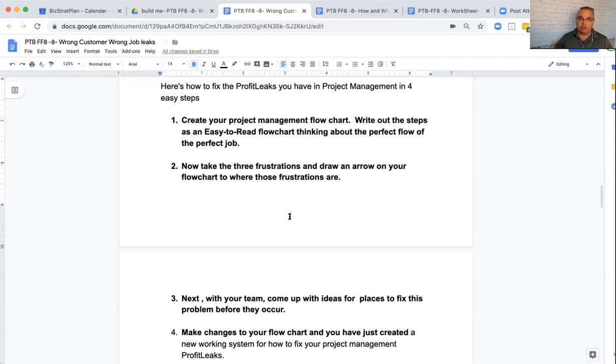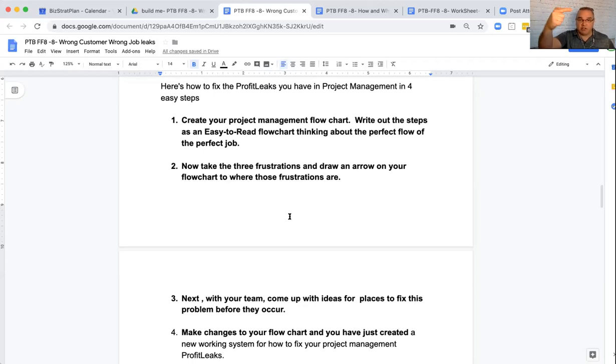So here's what I want you to do. Create your project management flowchart. How does a perfect project management process look to you in your industry, the way you do things? Create that on paper. Write the steps as an easy to read flowchart. Think about the perfect flow, the perfect jobs.